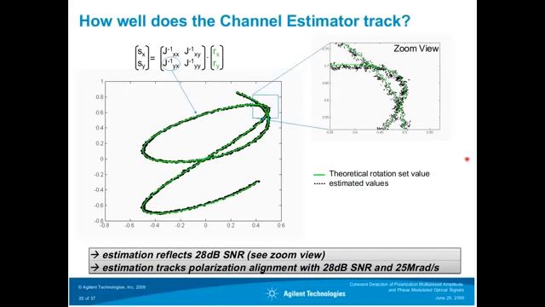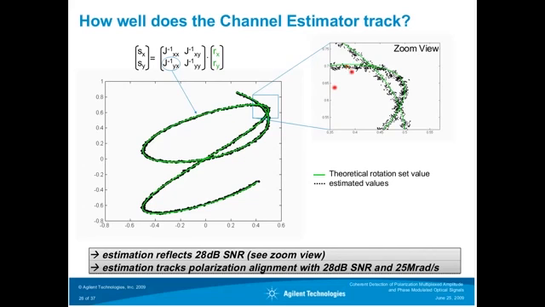If we look into detail on one of the channel matrix elements, we can look at how well this really tracks the theoretical expectation. In this case, we have looked into this element of the channel matrix, and the green is the theoretical rotation value we have set, and the black dots are the estimated values. And you can even see in the zoomed-in view that the channel estimation nicely tracks the channel values.